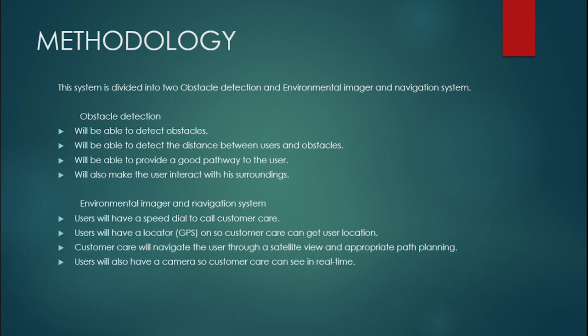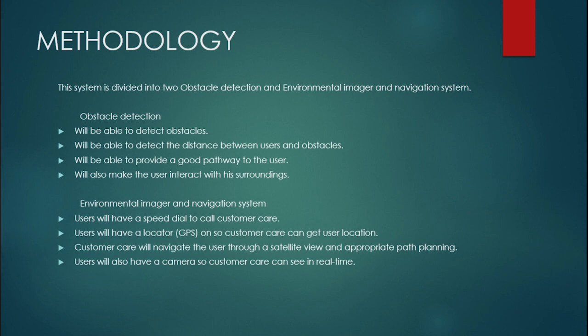While the environmental imager and navigation system, users will be able to speak, dial a customer care. The user will give the customer care his location so the customer care can guide the user to appropriate path. Customer care will navigate the user through satellite view and appropriate path planning. User will also have a camera so customer care can see in real time and guide the VIP.